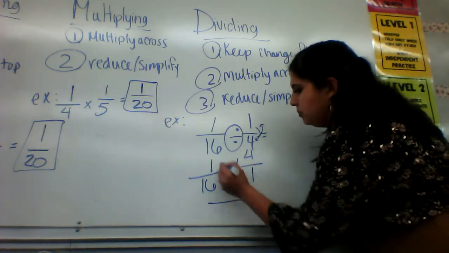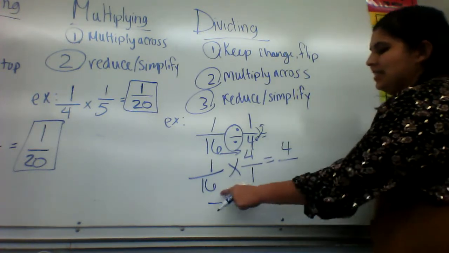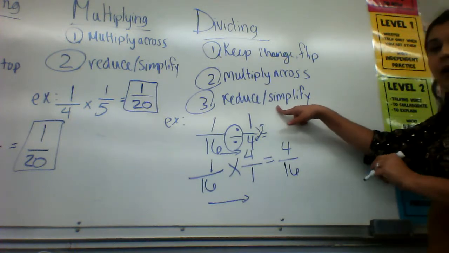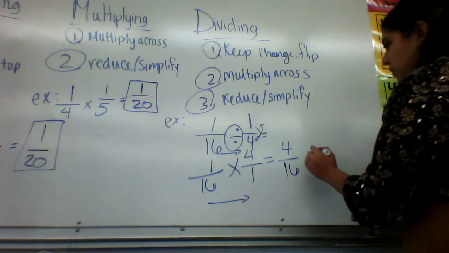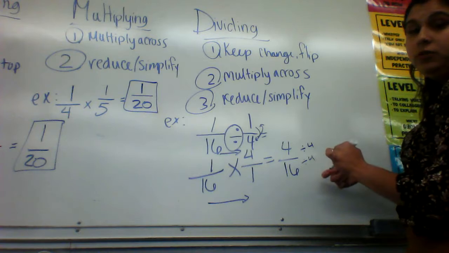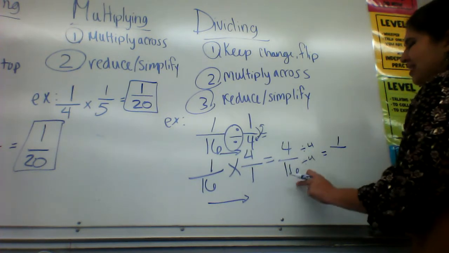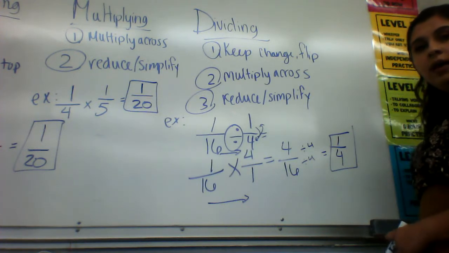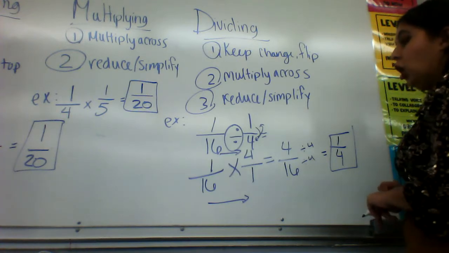Now I just multiply across. So 1 times 4 is 4. 16 times 1 is 16. And now I have to reduce or simplify. What goes into both 4 and 16? 4. So I'm going to divide the top and the bottom by 4, because what I do to the top, I have to do to the bottom, or vice versa. So 4 divided by 4 is 1. 16 divided by 4 is 4. So that's my answer.